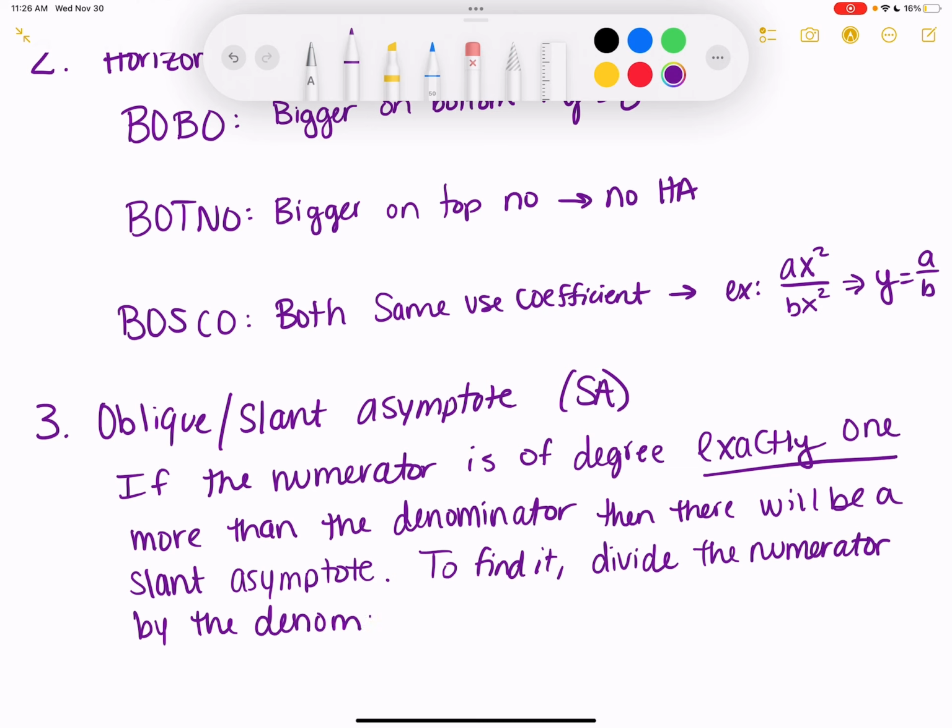To find it, divide the numerator by the denominator and disregard the remainder.